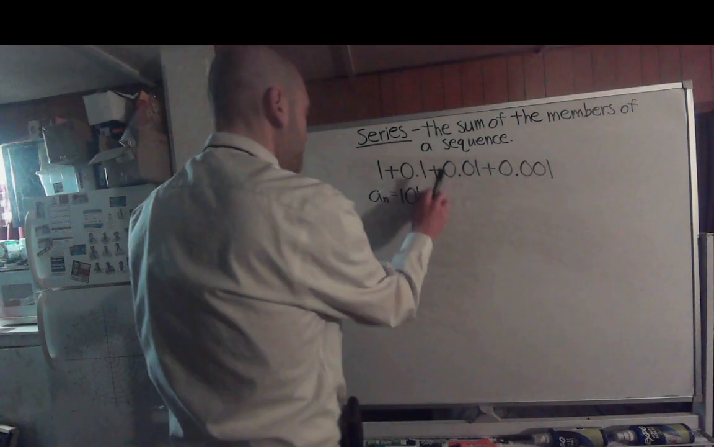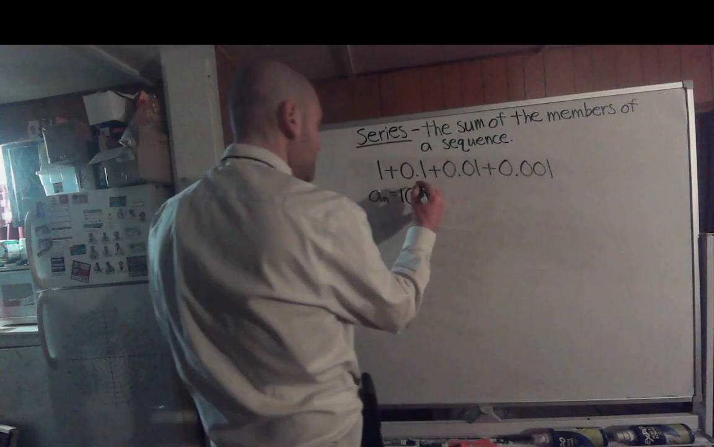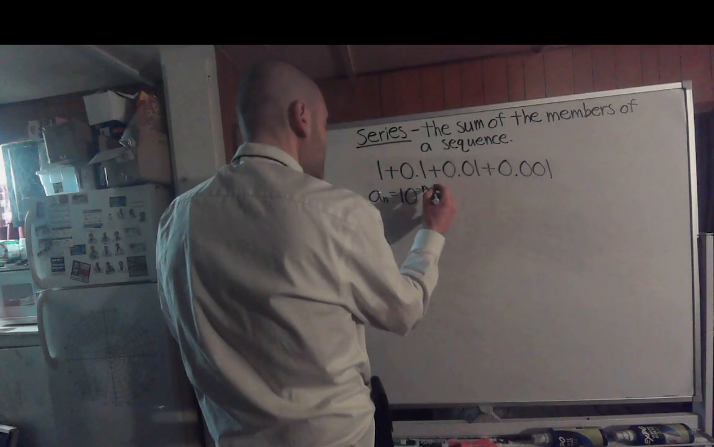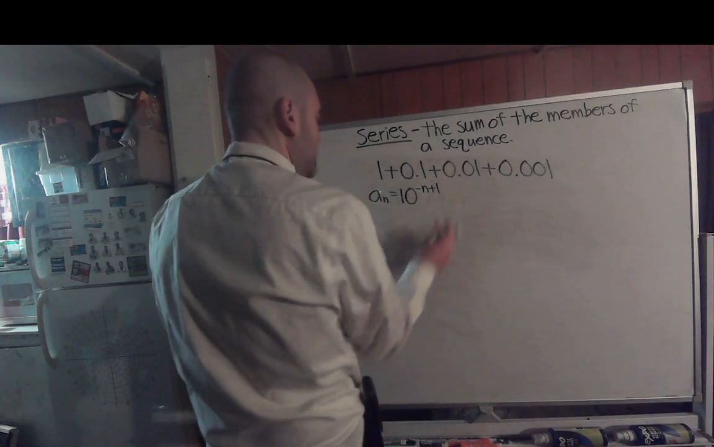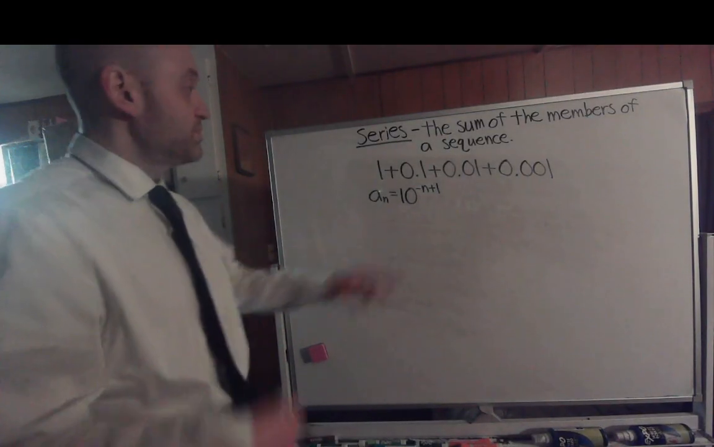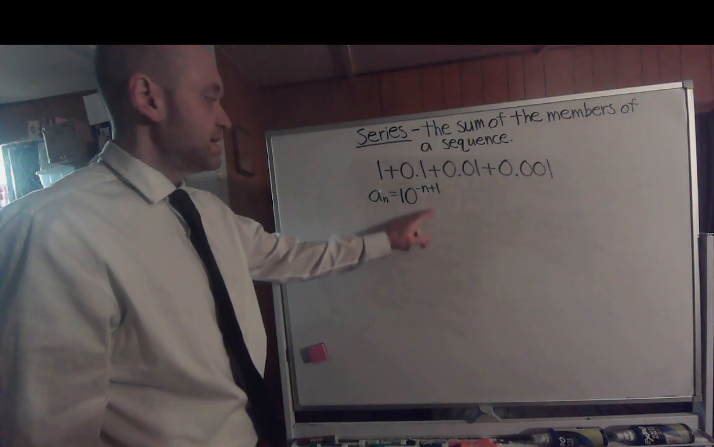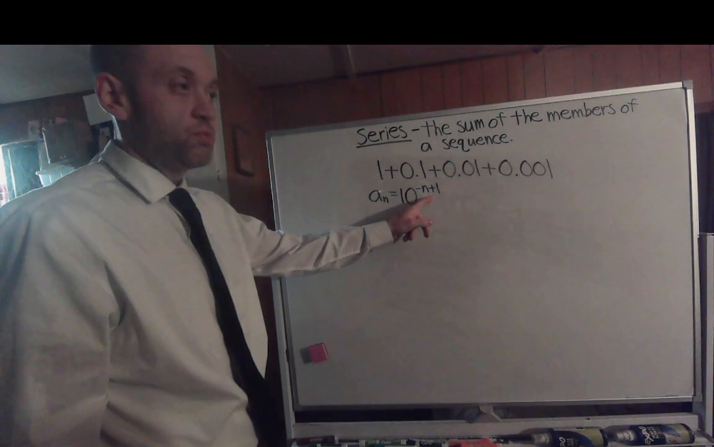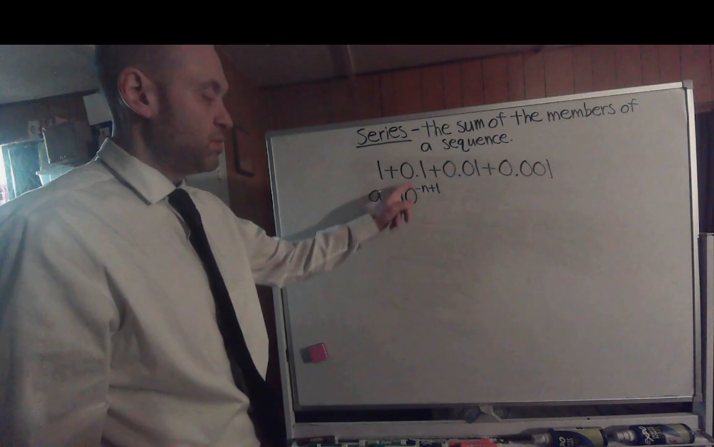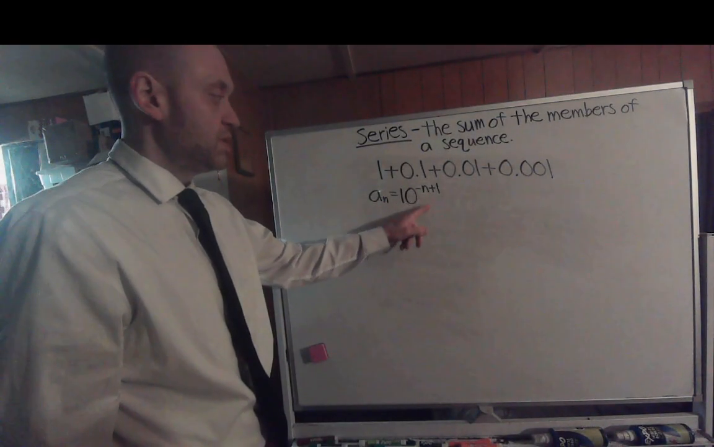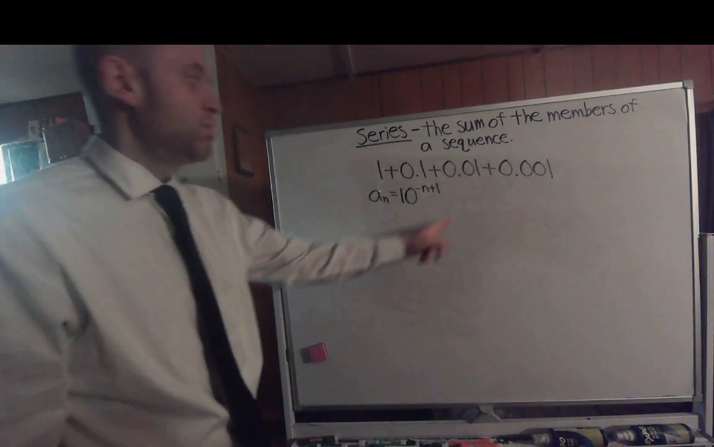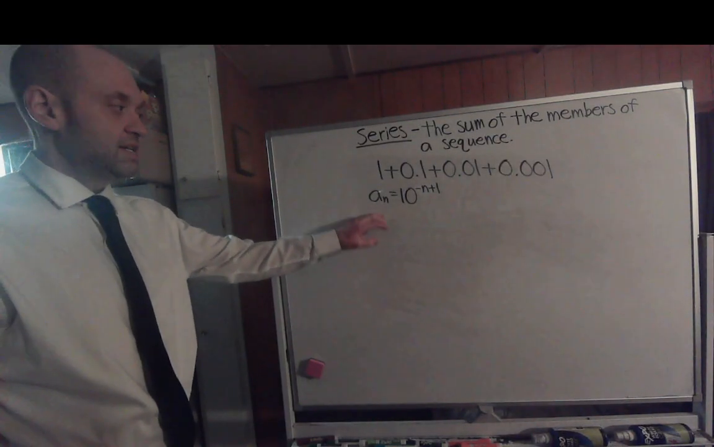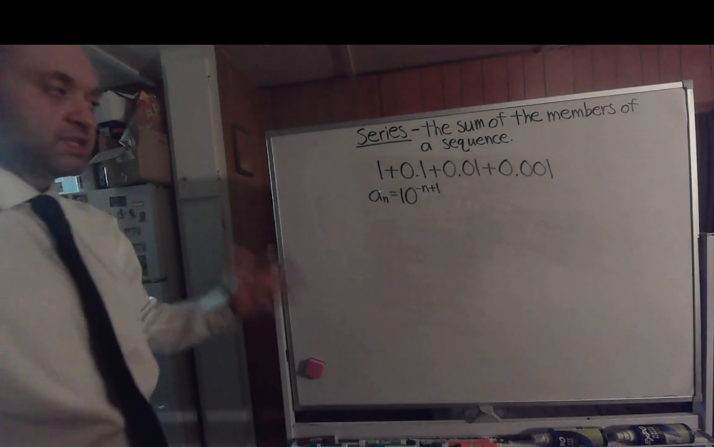Actually, this should end up being negative, excuse me. This should be negative n plus 1. Well, still, if I put in 1, I'll end up getting 10 to the 0. If I put in 2 for n, that'd be 10 to the negative 2 plus 1, which would be 10 to the negative 1, gives me 1/10. Negative 3 plus 1, that'd give me 10 to the negative second, which would give me 1/100th, and so on. So the formula for this is going to be a sub n equals 10 to the negative n plus 1.